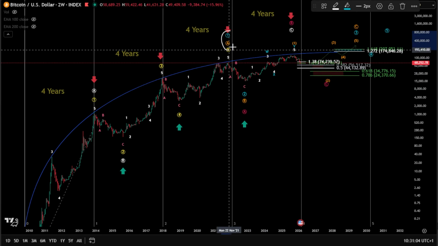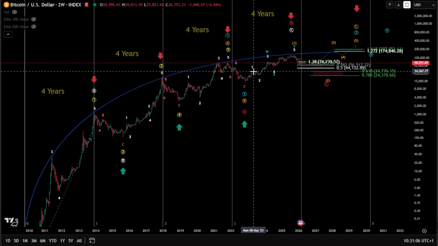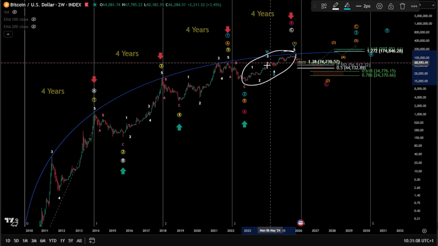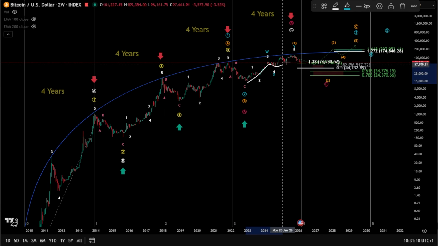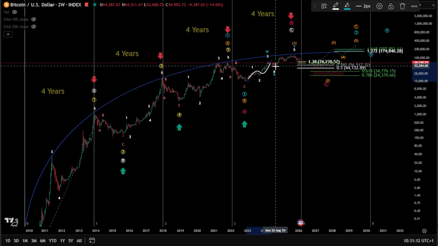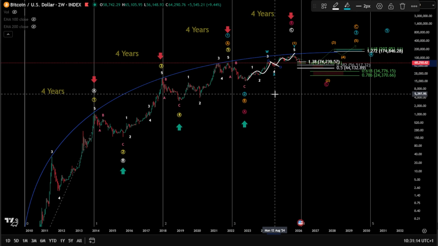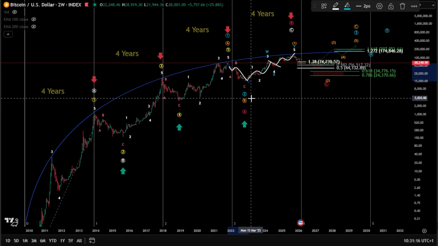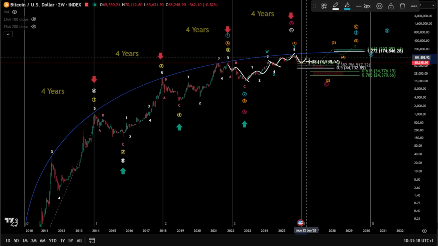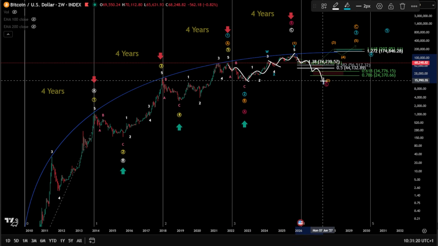Of course, the same finished impulse, wave 1 or wave A. But rather than reading it here as an impulse, you can read it as W, X, and a Y, where you have a double zigzag with an X in between. You have a 3 waves ABC, and you might seek, of course, a strong wave C downward.